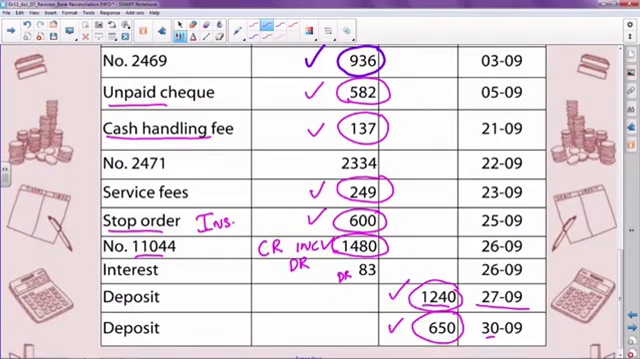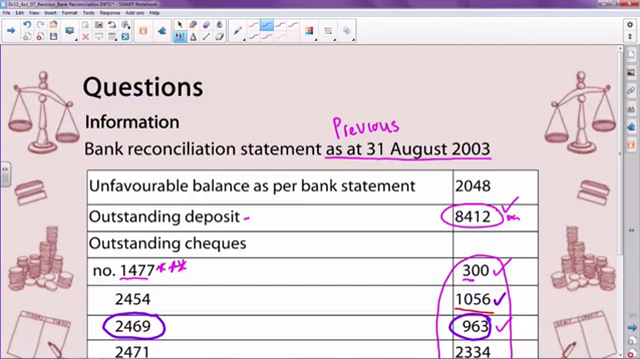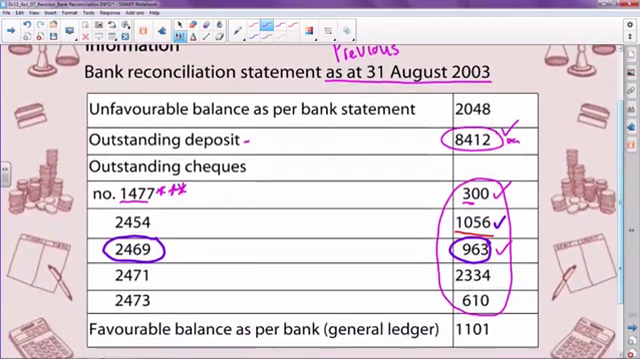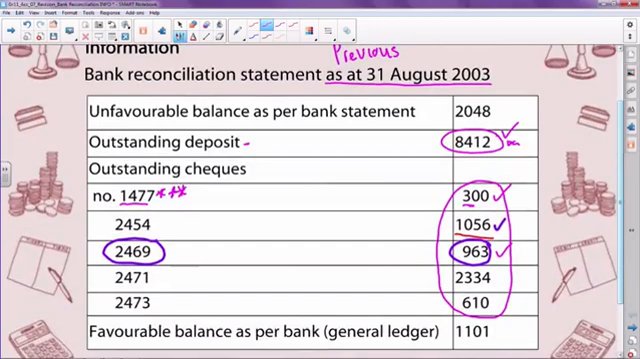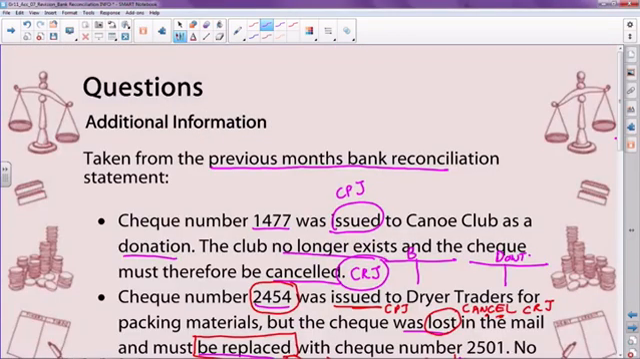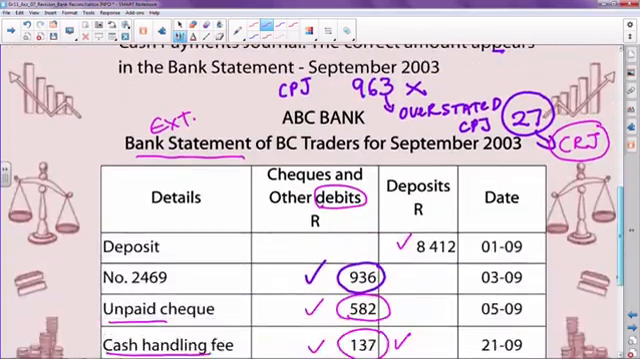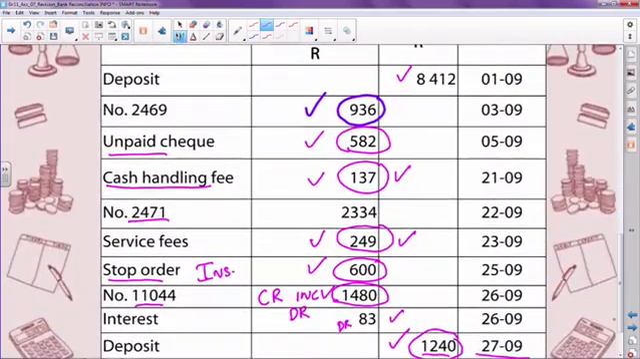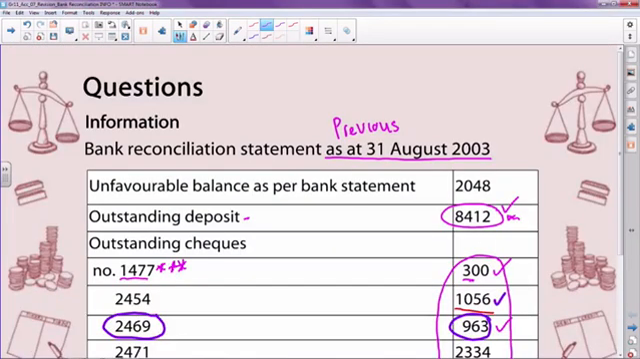So that bit is sorted, that bit is sorted, that was sorted as well. Now what is left? I've got check number 2471. If I look through my outstanding checks in the previous month, is that check here? It doesn't seem to be here, so let's just quickly double check the number. Oh, there we go. Check number 2471. I may have missed it.